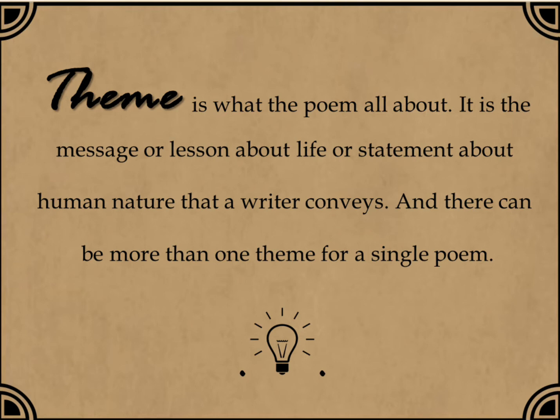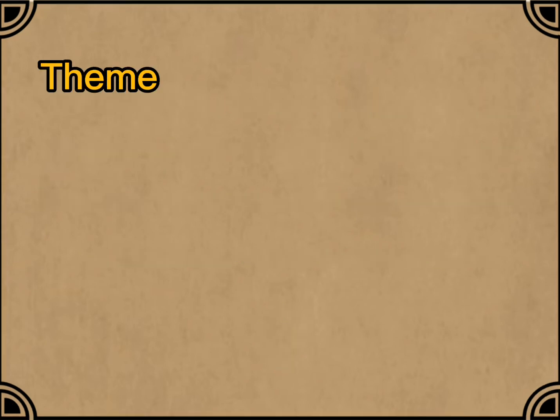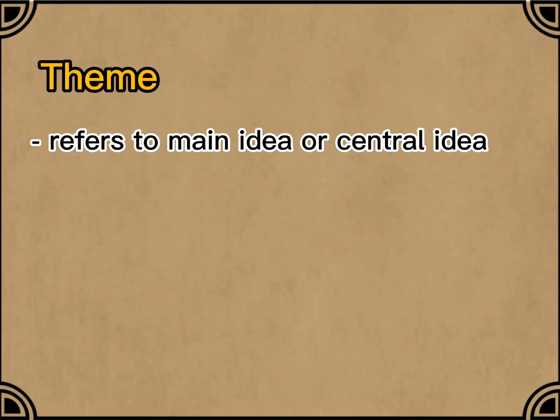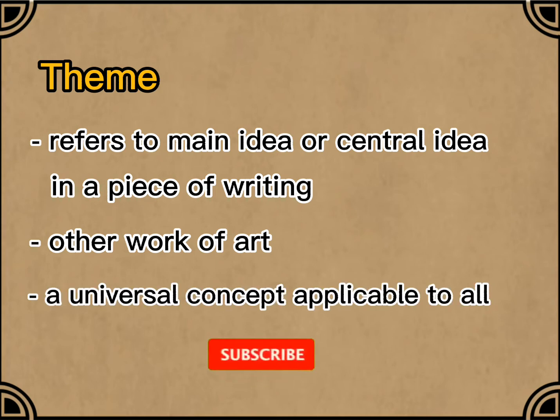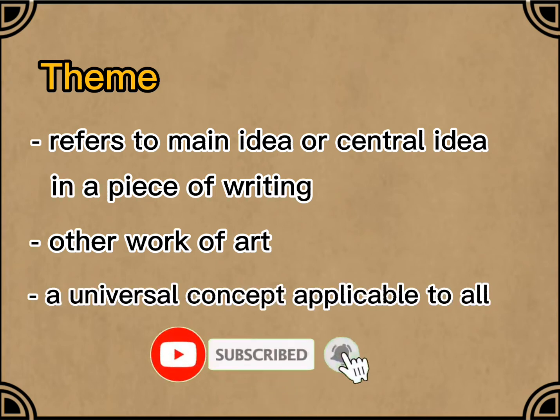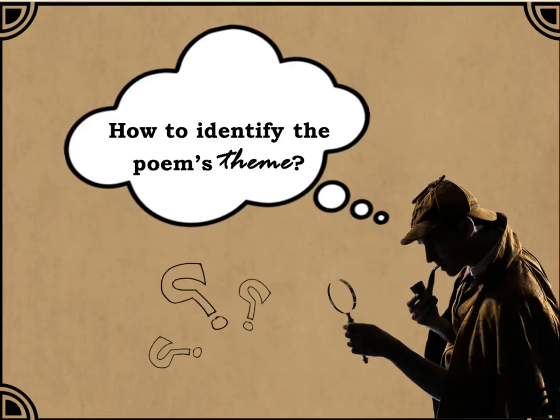It is the message or lesson about life or statement about human nature that the writer conveys. And there can be more than one theme for a single poem. This refers to the main idea or central idea in a piece of writing or other work of art that the poet is trying to communicate.